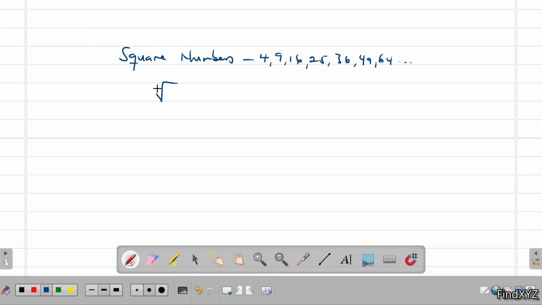Now, what is this symbol? This symbol is known as the radical. Whenever we take the root of a perfect square, the root of 4 will give us 2. What is the meaning of root? What number can be multiplied by itself to give us 4? And that is 2. What number can be multiplied by itself to give us 9? That is 3. What number can be multiplied by itself to give us 16?